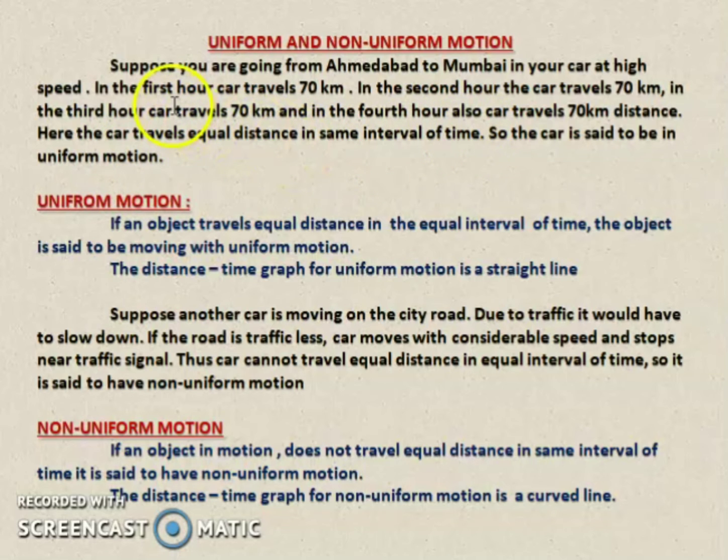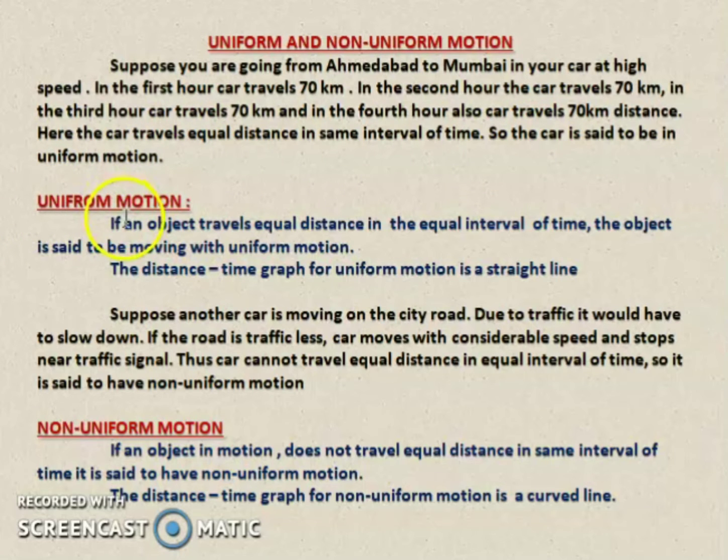This means in the above example, in the first hour, the car travels 70 km. So in each hour, the car travels an equal distance, that is 70 km. This means equal distance in the same interval of time. So the car is said to be in uniform motion.